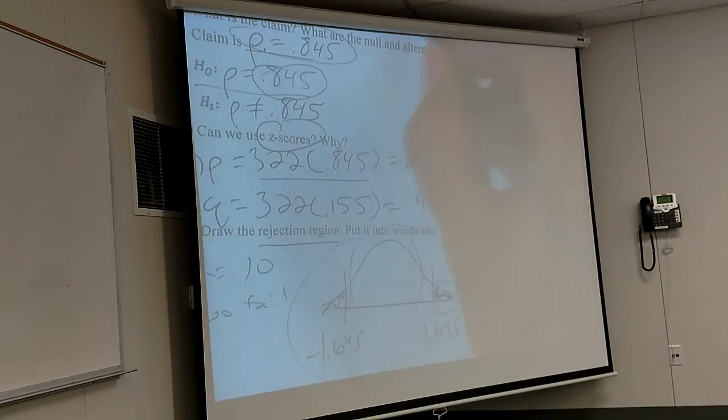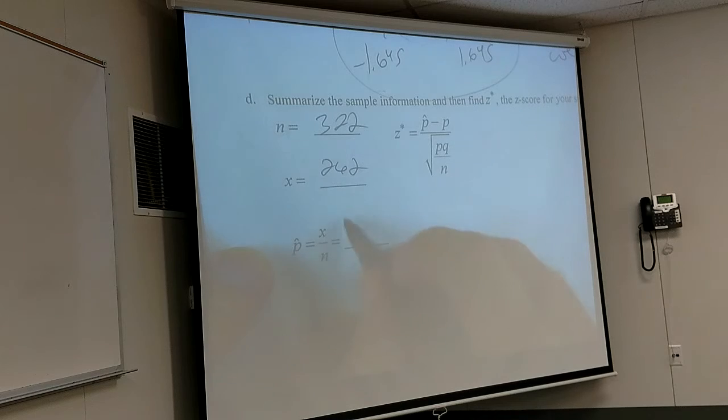Are you guys able to step out of the nuts and bolts of this enough just to realize that's all it is? It's just, here's where the evidence starts. Did you get there or not? So now we see where we actually made it. So we know n was 322. X, how many successes did I have? I had 262 successes. So what'd you get for p hat?